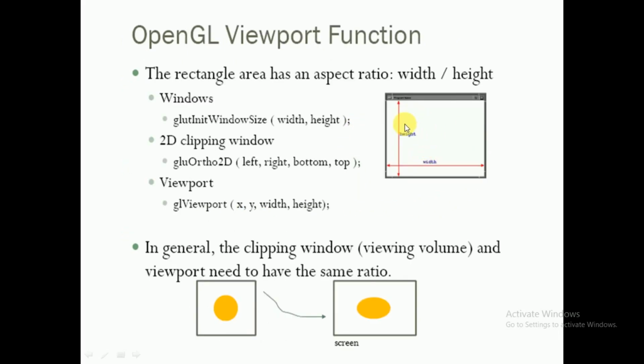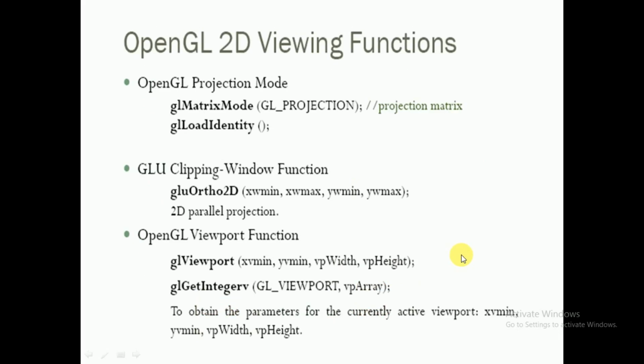Then whatever is within this window, it will capture. Whatever is outside this, it will remove. That's why we are setting the clipping window. That is a 2D parallel projection. We have a parallel projection; we are not using perspective projection.